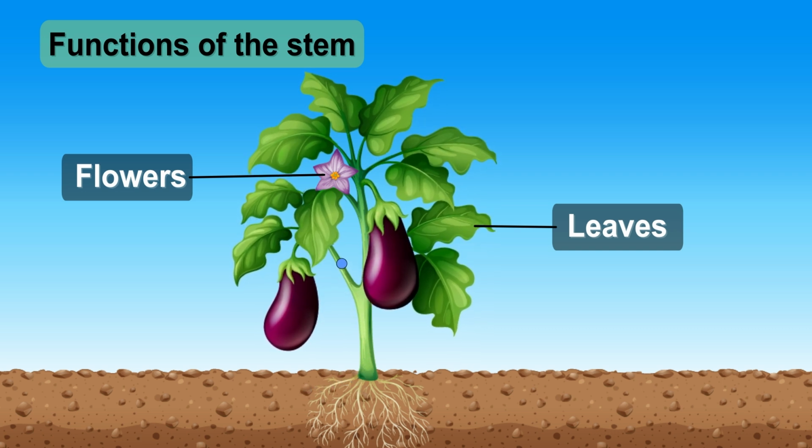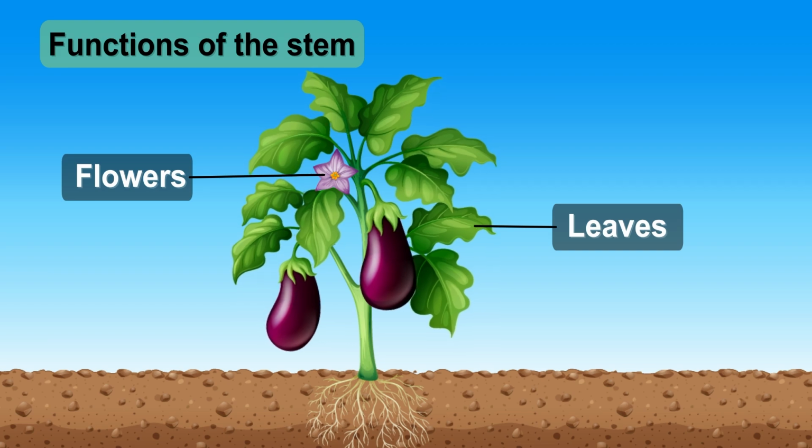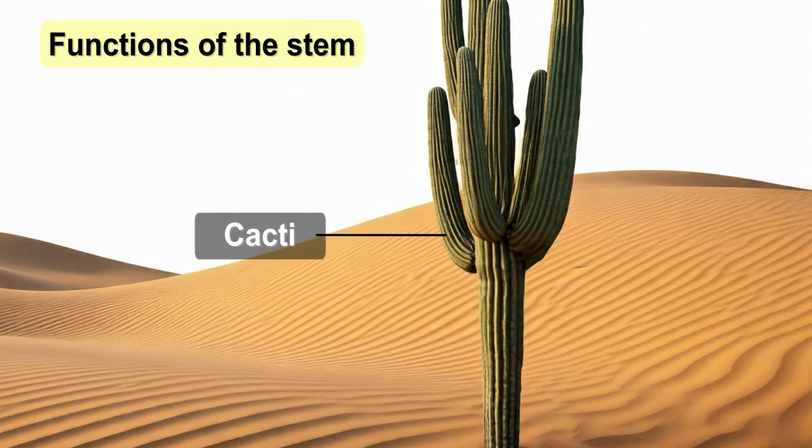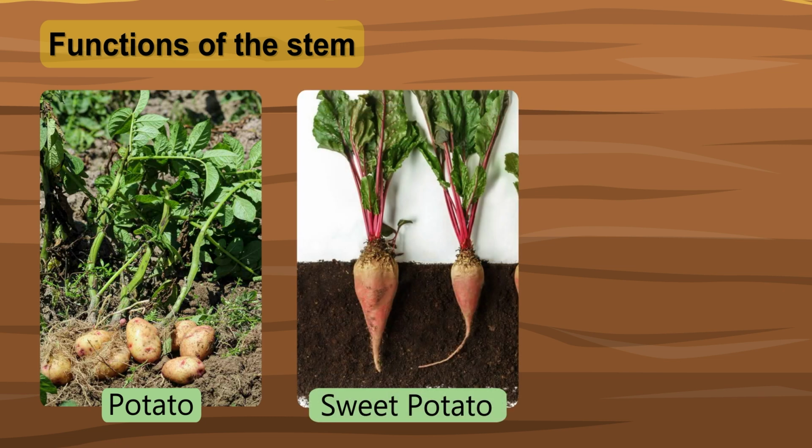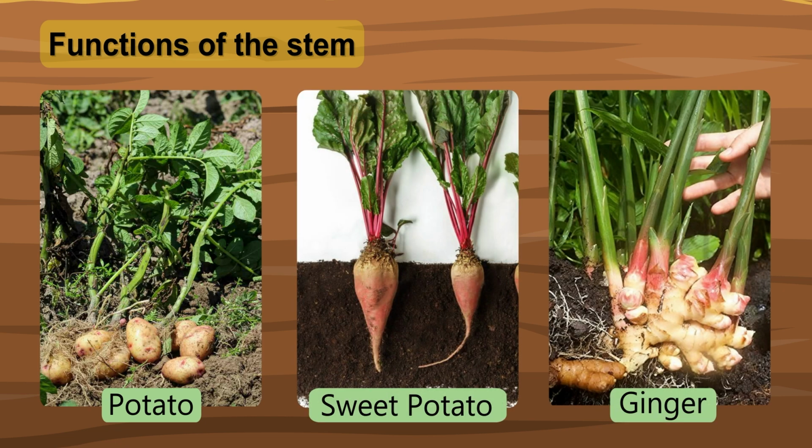Some plants use their stems for storage. Desert cacti store water in their stems. Potato, sweet potato, and ginger are actually underground stems. They store food in them.